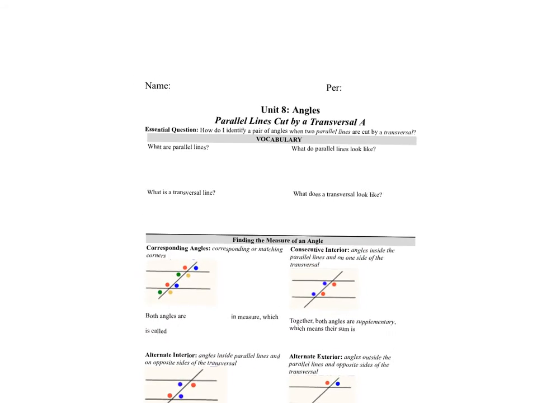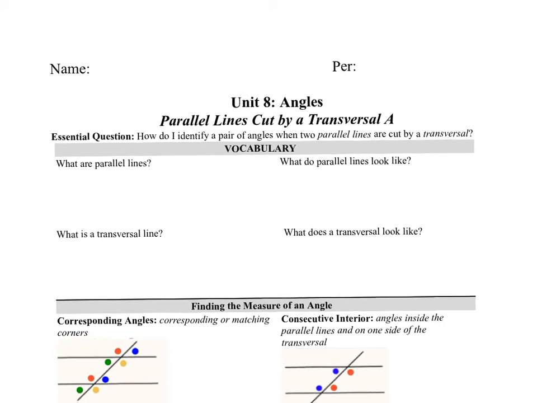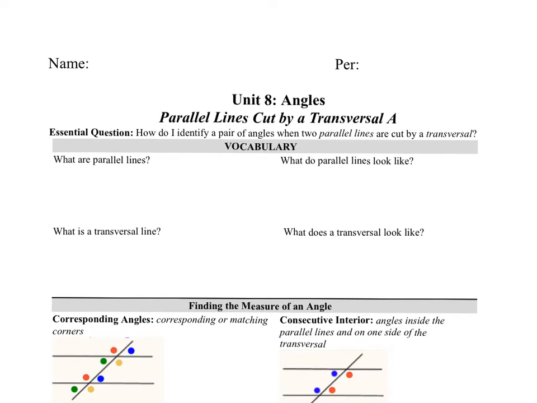Okay, you guys, today we're going to be talking about angles, and specifically, if you go ahead and look here, it says parallel angles cut by a transversal, and these are notes A. We're actually going to have two sets of notes this week just because of the amount of material that we have. So the essential question today, what they're asking us to do, they say, how do I identify?